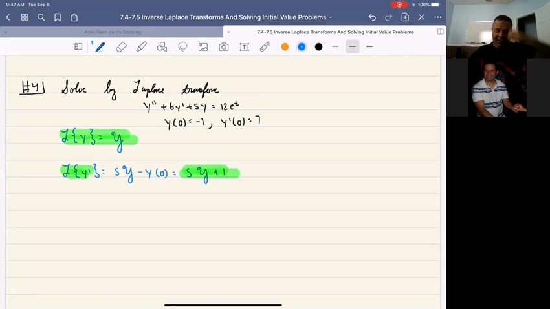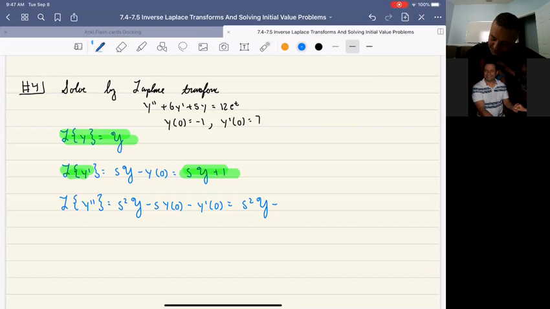Okay. L of y double prime. That's s squared y minus s y of 0 minus y prime of 0. And that's s squared y minus, now y of 0 is -1, so it's going to be plus s minus 7.